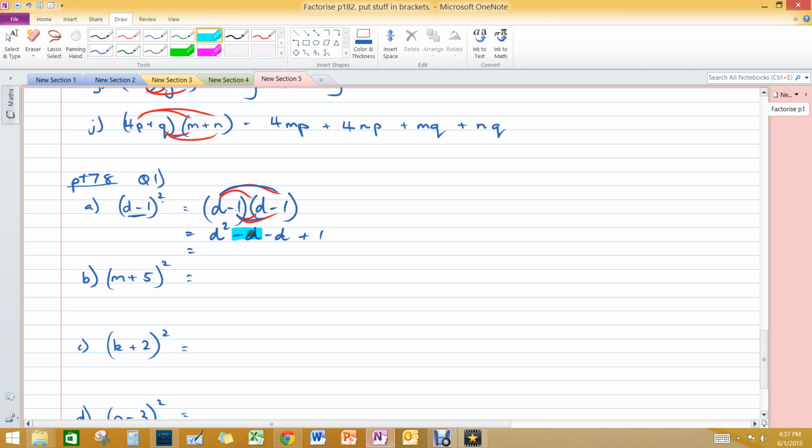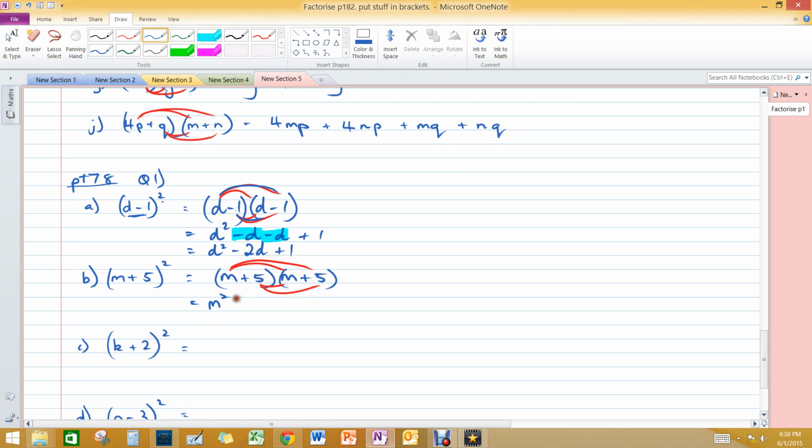Okay, we can simplify that by grouping our like terms. So d squared minus, now if we've got minus 1d and then we take away another d, we have minus 2d plus 1 there, and that's our answer. So likewise here on question B, m plus 5 squared means m plus 5, m plus 5. Once we've got that, we use our distributive law, first, outside, inside, last, FOIL, and then we can expand it.